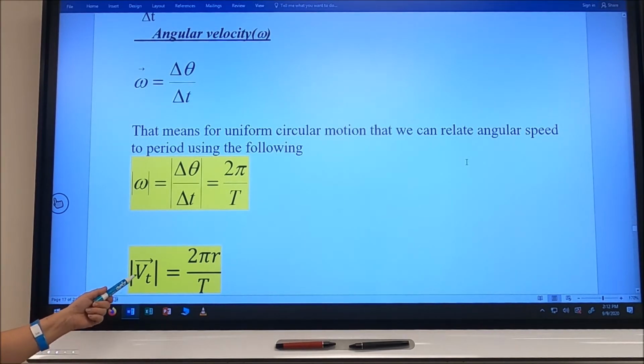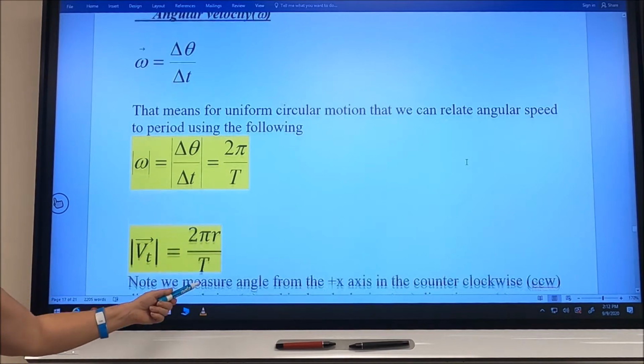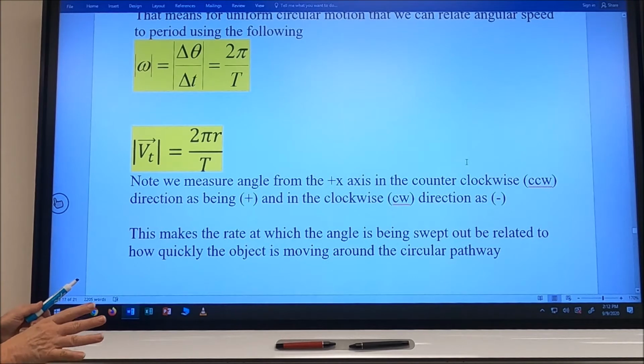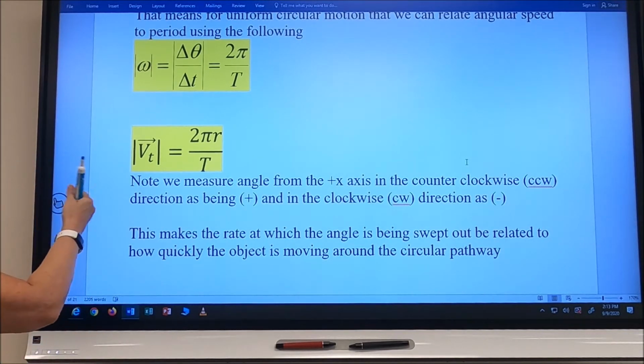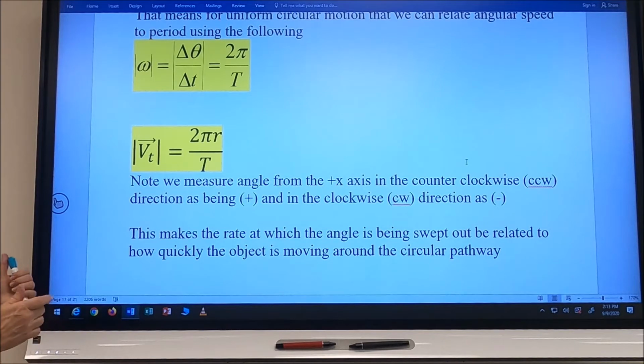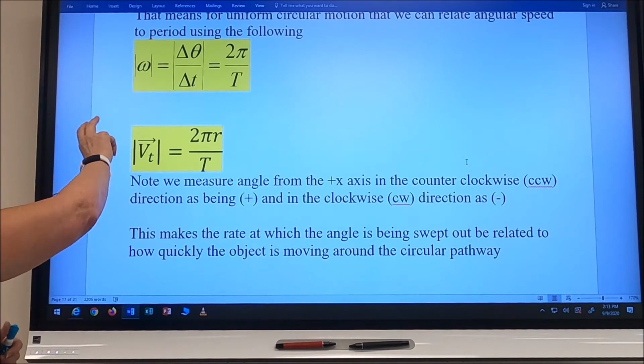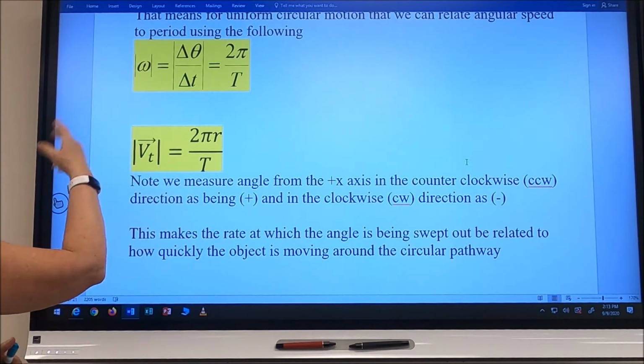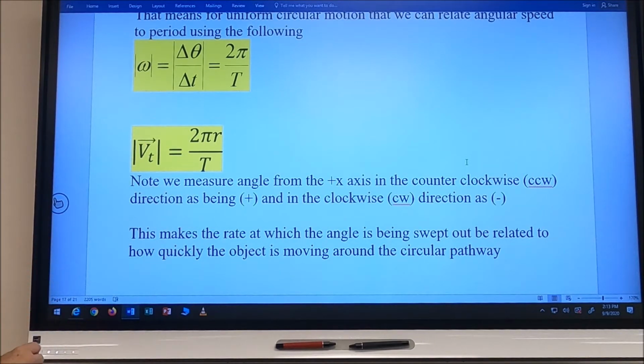The tangential velocity in magnitude is 2 pi r over T. Okay? Now these are equations you're going to need on your note card and you're going to use. Now, if we want to think about them in terms of vectors, remember that counterclockwise is our positive direction, clockwise is our negative direction. I know I keep hammering at this, but I want you to remember that we can refer to these as vectors, because they've got a directionality, either counterclockwise or clockwise.